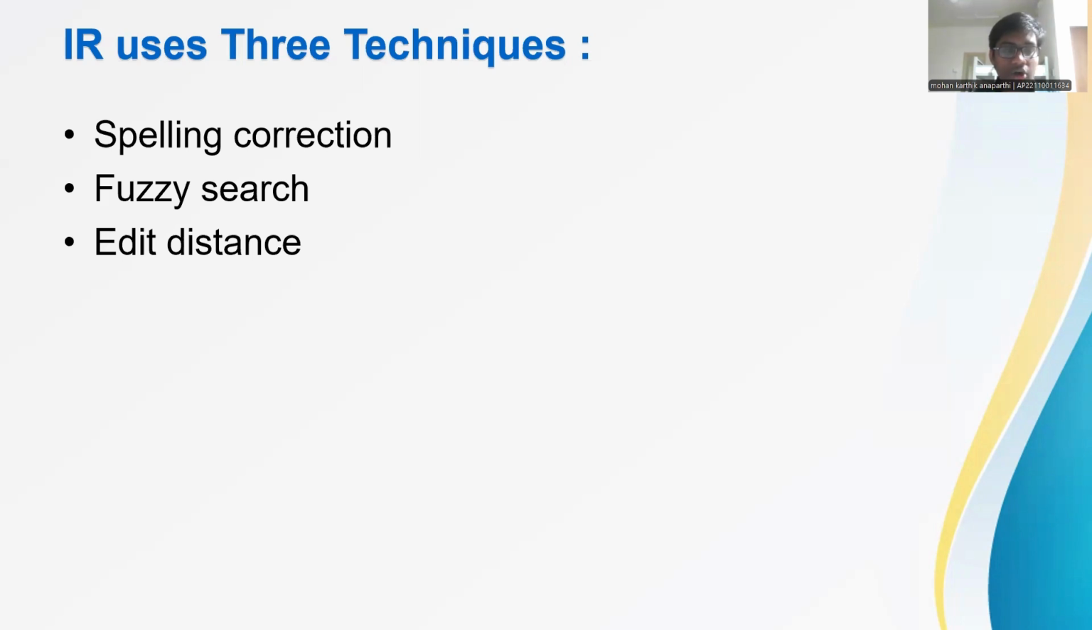Spelling correction means it automatically detects and fixes the wrongly entered words by the user. Fuzzy search means when a user enters a query, if that query does not match the stored words, it will still give a result. Edit distance is a mathematical measure used by information retrieval to find the similarity between two words. Let us say there are two strings S1 and S2. It will find the edit distance between those two strings. Let us go to each topic one by one.